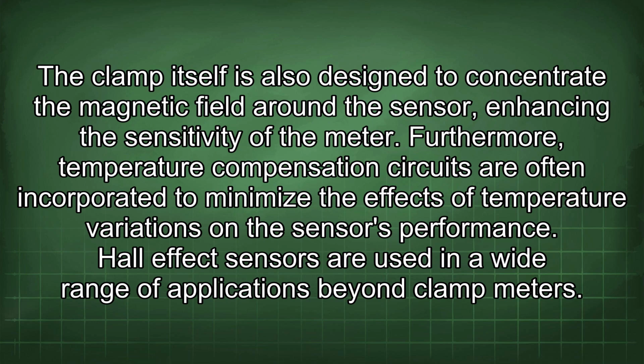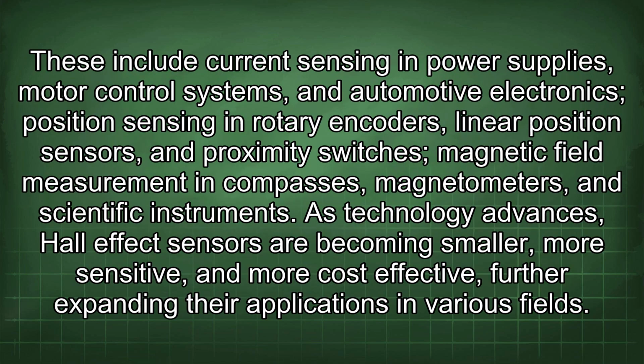Hall effect sensors are used in a wide range of applications beyond clamp meters. These include current sensing in power supplies, motor control systems, and automotive electronics, position sensing in rotary encoders, linear position sensors, and proximity switches. Magnetic field measurement encompasses magnetometers and scientific instruments. As technology advances, Hall effect sensors are becoming smaller, more sensitive, and more cost-effective, further expanding their applications in various fields.